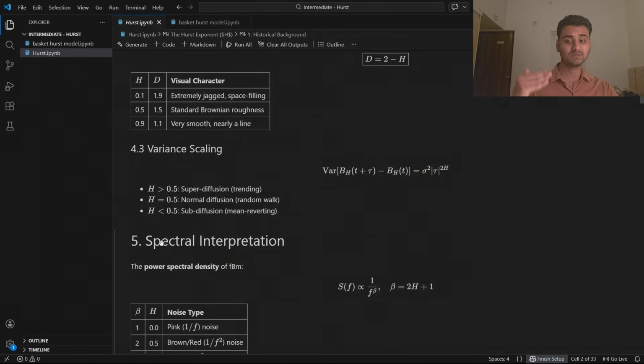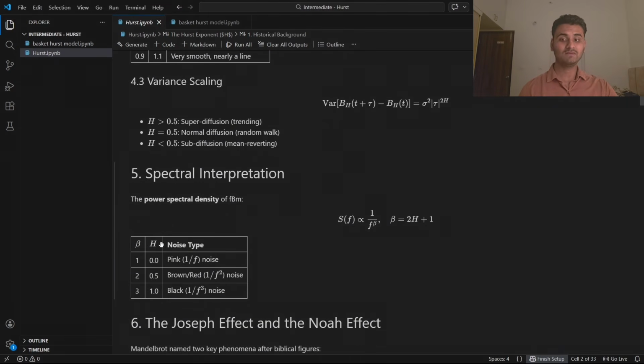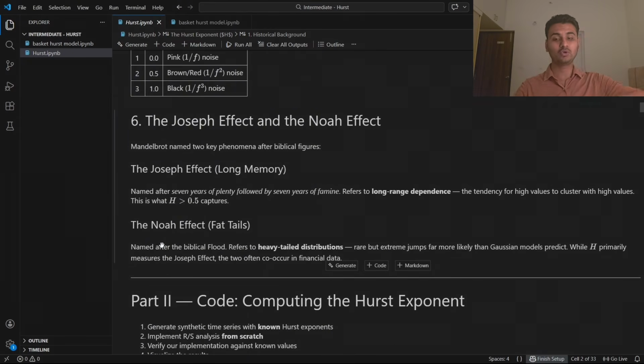These are the advancements that you can use in the Hurst exponent. Then we come to the Joseph and the Noah effect. Mandelbrot named two key phenomena after biblical figures. The Joseph effect is a long memory effect, which refers to long range dependence. It needs to be, let's say, 500 for a long range dependence. The Noah effect is a fat tail effect, which refers to heavier-tailed distributions. Rare but extreme jumps are far more likely than Gaussian models predict. That's why we do Monte Carlo as well.